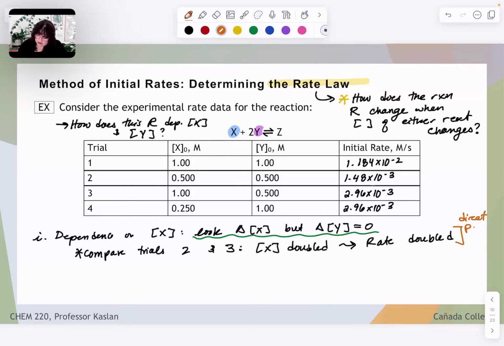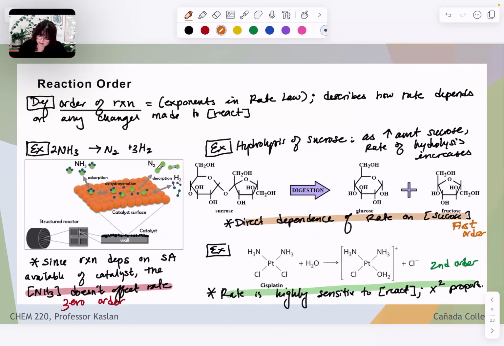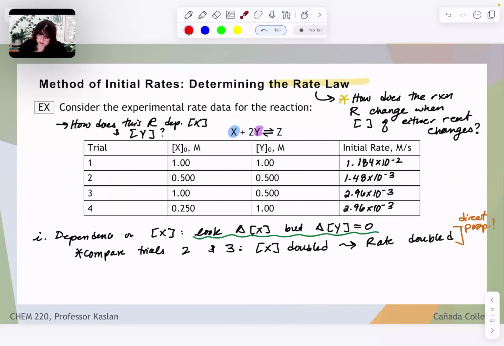our concentration of X and our rate. And what did we say that meant here? Direct dependence of rate on the concentration. We call that first order. So we have to be first order with respect to X. So WRT, with respect to X.